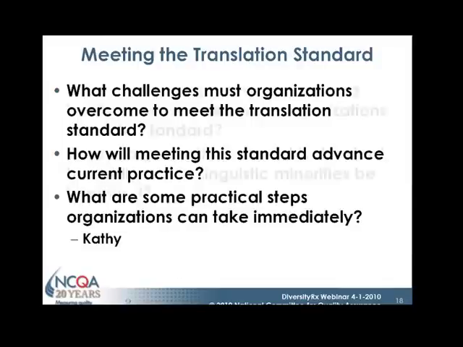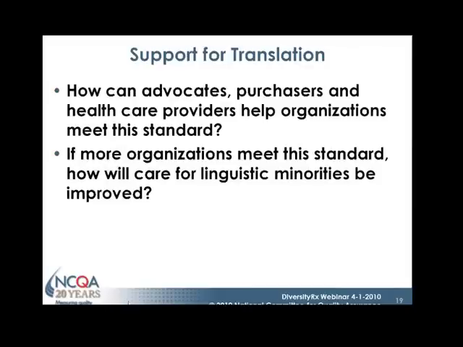Thanks. Next slide, please. So, Ellen, how can advocates, purchasers, and healthcare providers help organizations to meet this standard? And if more organizations do meet the standard, how will care for linguistic minorities be improved?